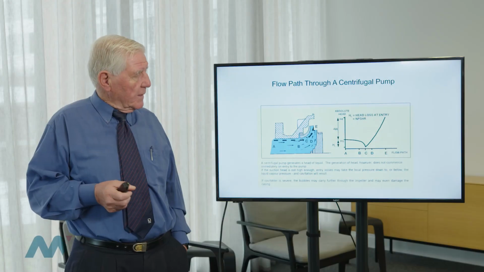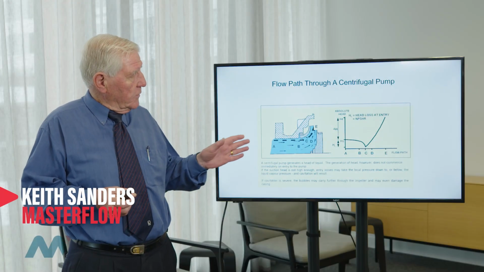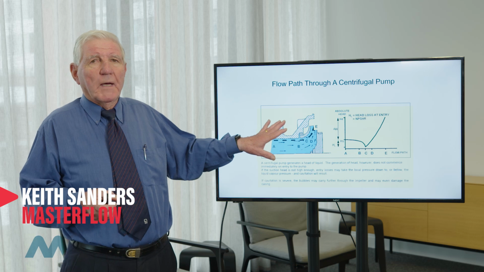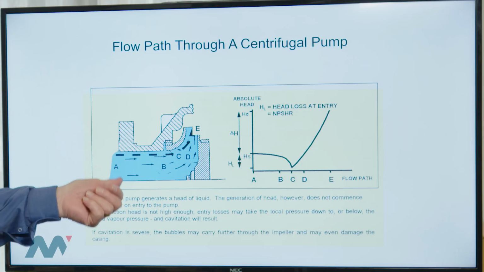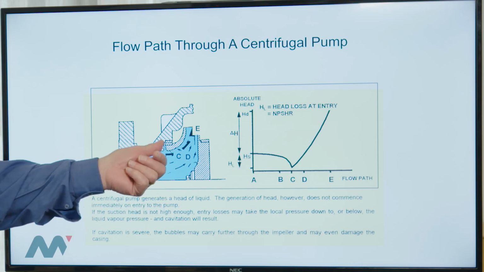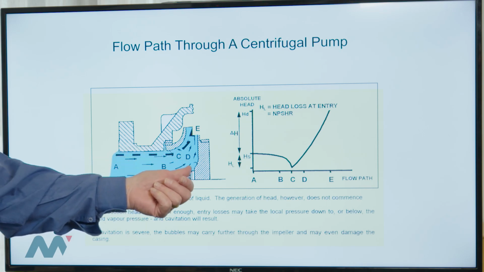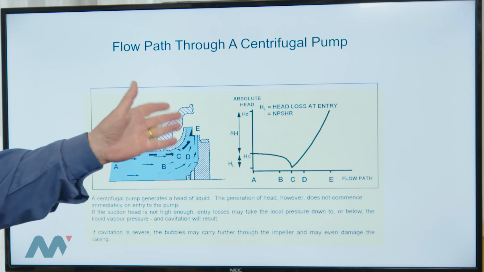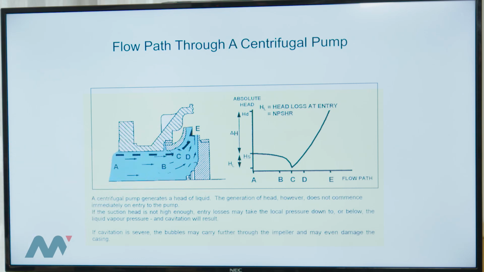Let's have a look at this little diagram, and I'll ask you to think of this as a physical diagram of the internals of the pump. We've got our pump flange here at A. We've got the eye of the impeller at B. We've got the leading edge of the impeller vane at C. And at some point D through the impeller is where we're adding pressure back, adding energy back to the fluid.